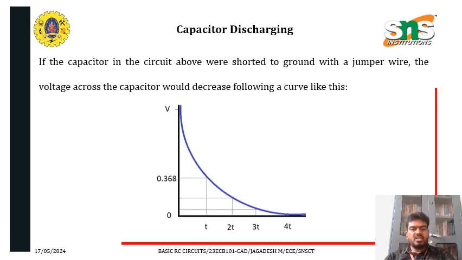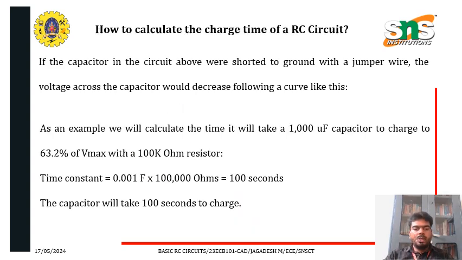If the capacitor in the circuit above were shorted to ground with a jumper wire, the voltage across the capacitor would decrease following a curve like this. So we can see the decay in the capacitor charge. This is the decrease in charge, that is, discharging. So this is the capacitor discharge.